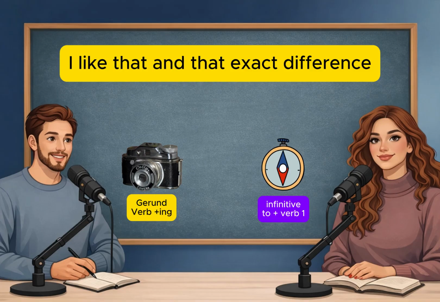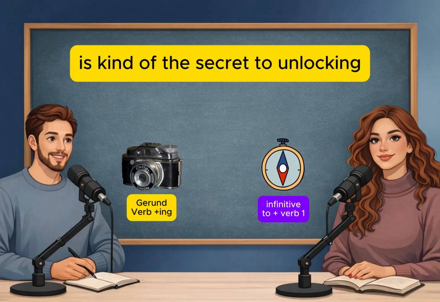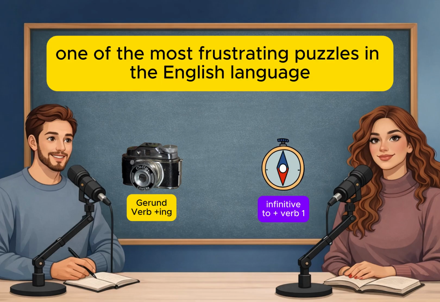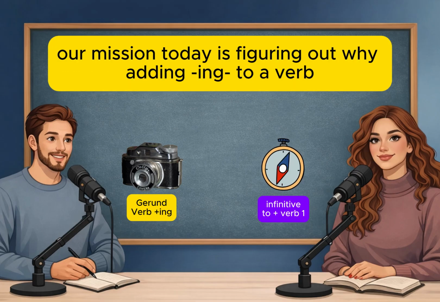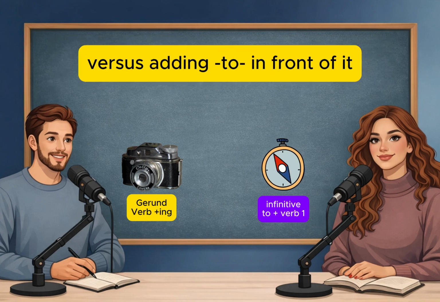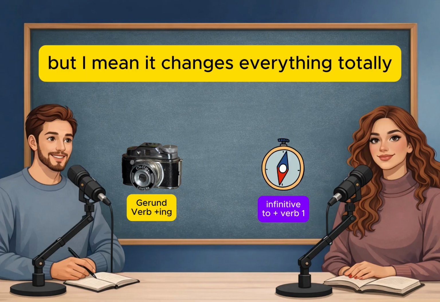I like that. And that exact difference, holding a camera versus holding a compass, is kind of the secret to unlocking one of the most frustrating puzzles in the English language. So, welcome to today's deep dive. Our mission today is figuring out why adding -ing to a verb versus adding "to" in front of it changes the entire reality of a sentence. It really is a small change, but it changes everything.